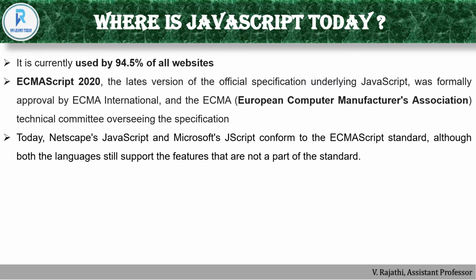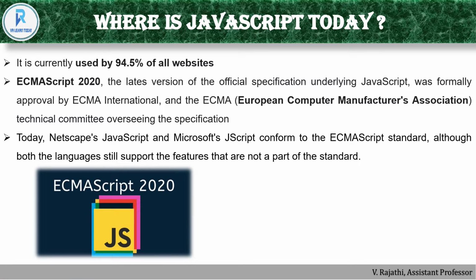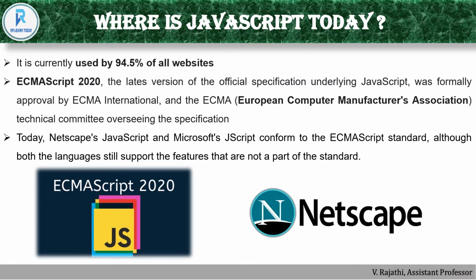ECMAScript 2020 is the latest version of the official specification underlying JavaScript. It was formally approved by ECMA, the European Computer Manufacturers Association, and the technical committee overseeing the specification. Today, Netscape JavaScript and Microsoft JScript conform to the ECMAScript standard, although both languages still support features that are not part of the standard.